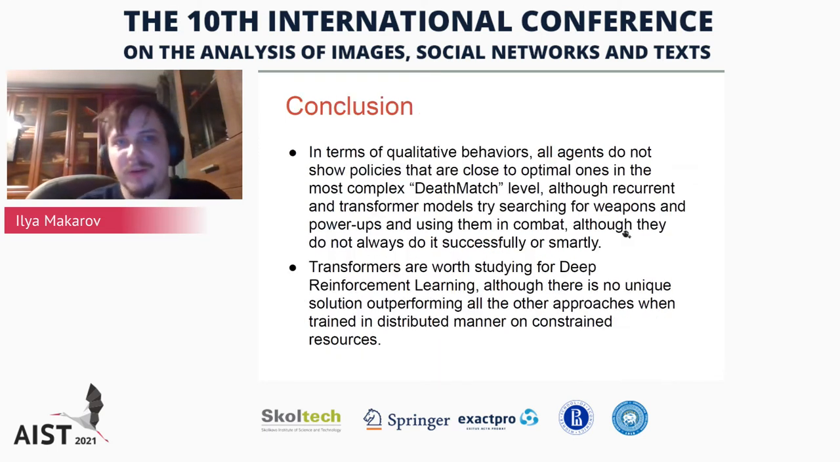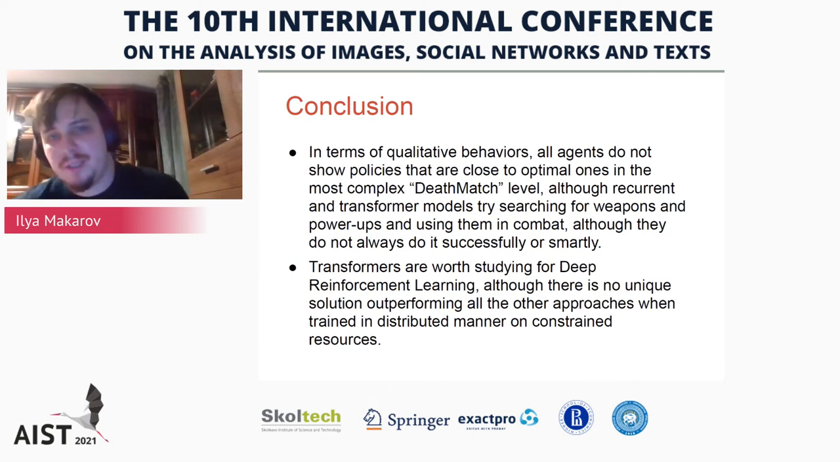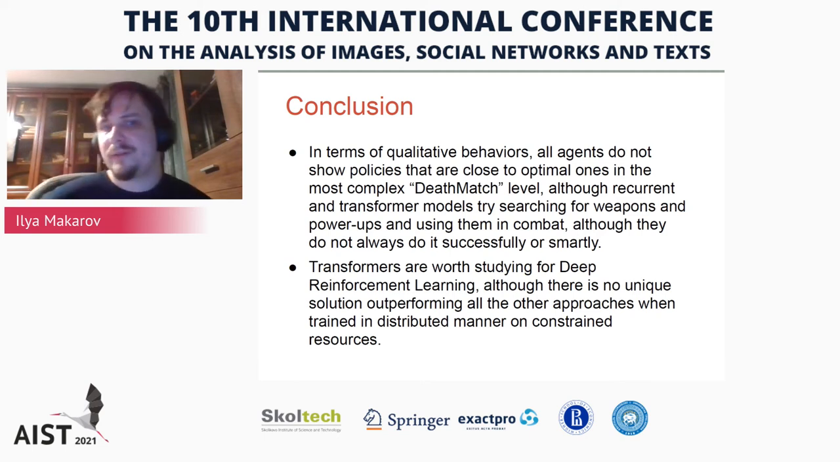So as for conclusions, in terms of qualitative behavior, all agents do show policies that are close to optimal ones, though in the most complex deathmatch level it's still not superior to the human level. Recurrent and transformer models try searching for weapons and power-ups and using them in combat, but they usually do not do it in a believable manner. And we would not say that they are smart enough to immediately identify useful objects compared to how humans play.